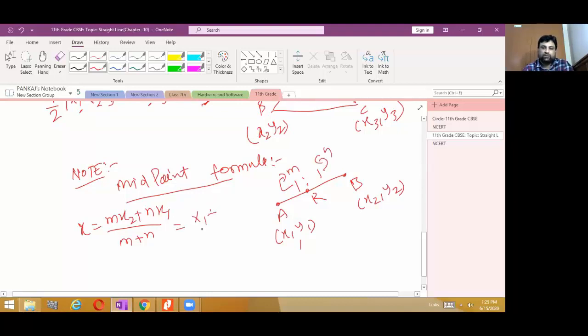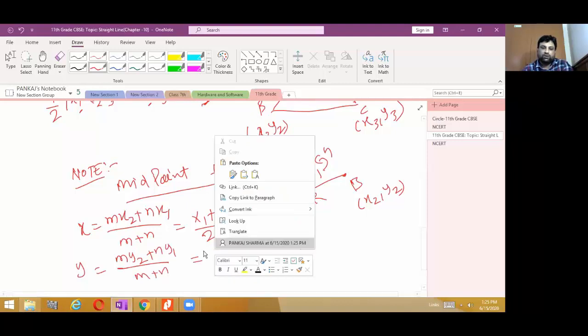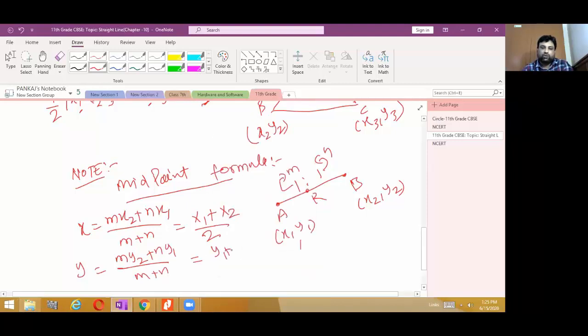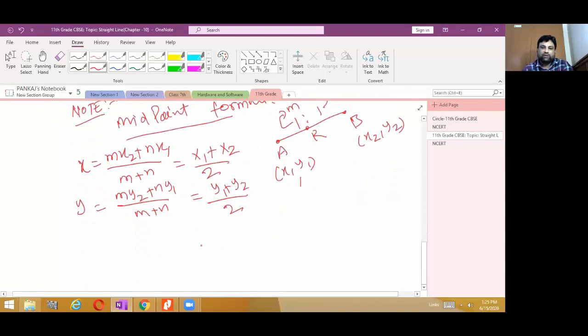So it will become (x1 plus x2) divided by 2. Similarly for y, (my2 plus ny1) divided by (m plus n). Here m is 1 and n is also 1, so it will become (y1 plus y2) divided by 2. So this is the midpoint formula: (x1 plus x2) divided by 2 and (y1 plus y2) divided by 2. Okay.